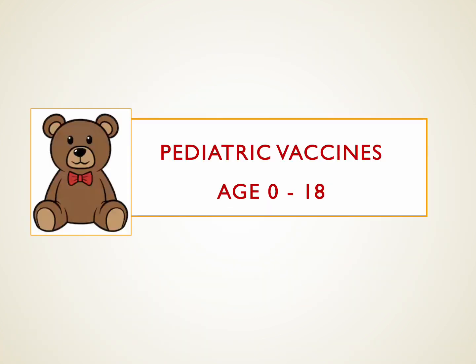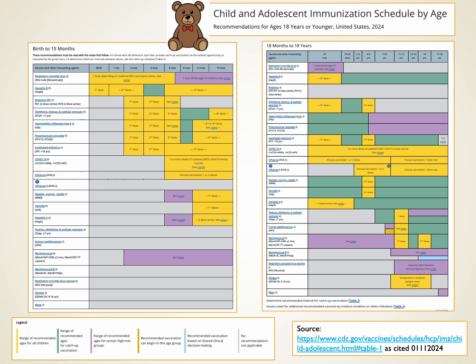Finally, for this first review, there are the pediatric vaccines from age 0 through 18 years of age. You can go to the website. You'll see they often include these tables. Here's one. It's a little difficult to see. It's a little easier to see on the next slide, and even then it's kind of hard to see. But you can also see this on your app as well.